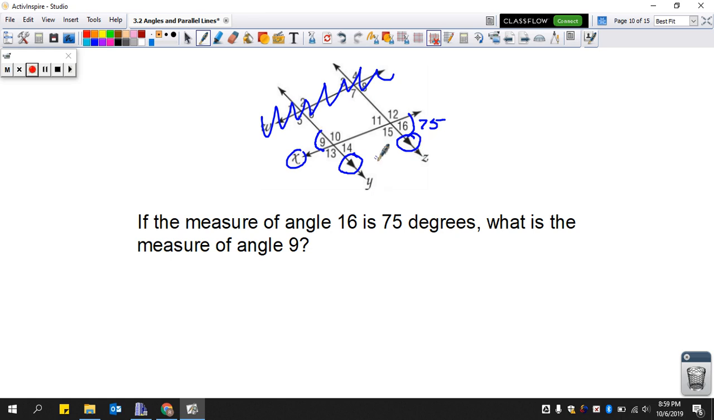You also notice that we've got these little arrows here on lines Y and Z, and all those little arrows that are in the middle of the line or in from the end of the line, all that means is that those are parallel lines. That's what signifies that they're parallel lines. All right, so 16 and 9, those are both exterior, and they're on opposite sides of the transversal. So these are alternate exterior angles. Alternate exterior angles are congruent. Okay, so that means that angle 9 is going to be 75 degrees.